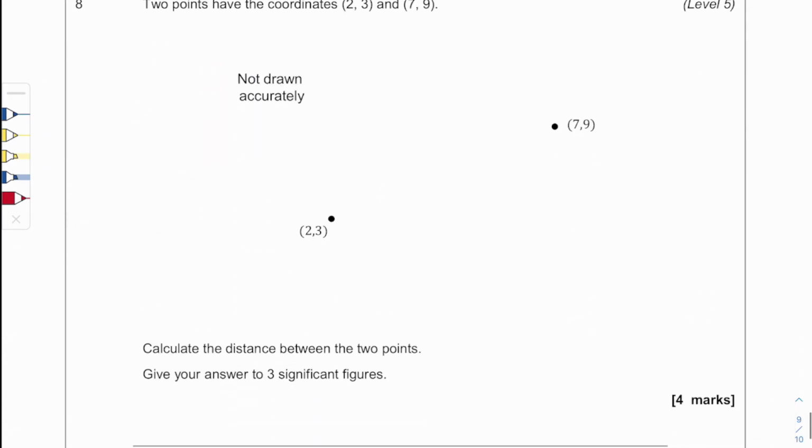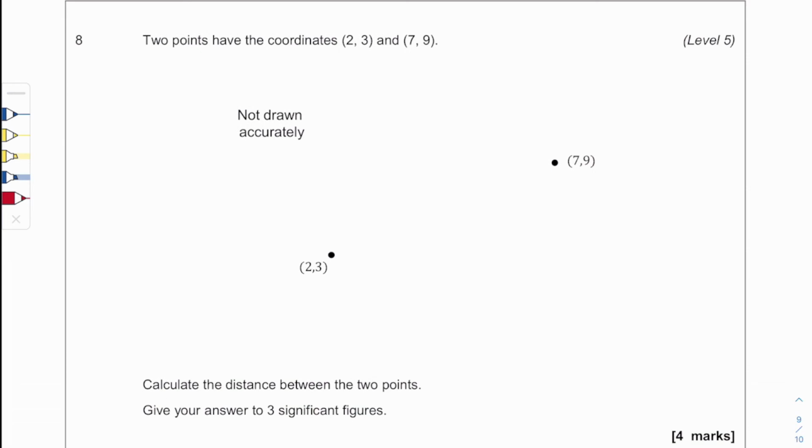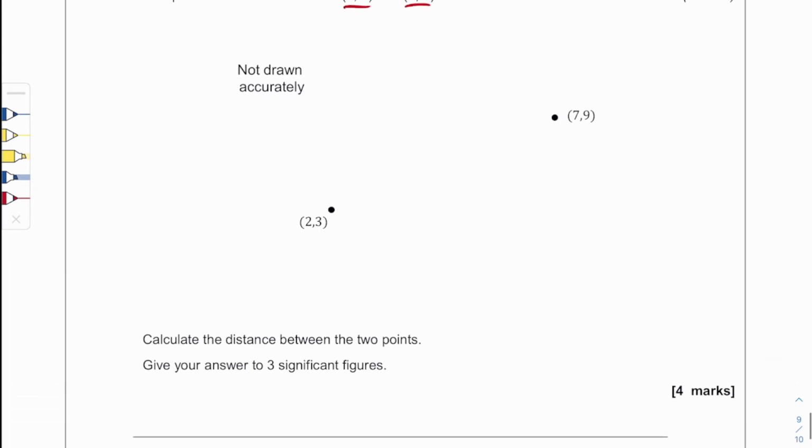Let's have a look at the next question. Okay, so this one is quite a bit different to all the other ones, and it's worth 4 marks. There's going to be a bit of work that we need to do for this one. So let's have a read of it. So we're told that we've got 2 points with the coordinates 2, 3 and 7, 9, which we can see in our little diagram here. And the question that we need to answer is we need to calculate the distance between the 2 points.